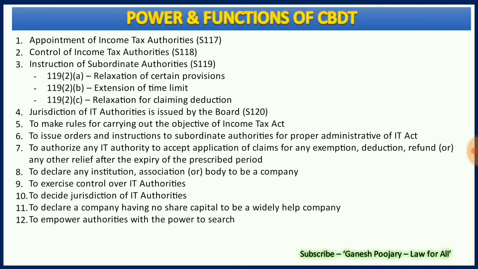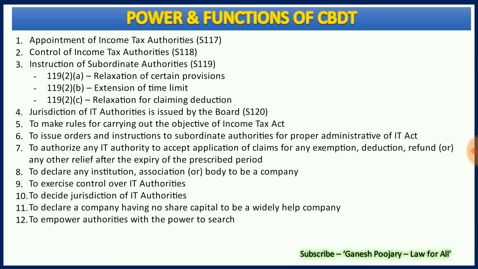Now the first important power under the CBDT is appointment of income tax authorities as per section number 117. Then the control of income tax authorities as per section number 118, and then comes section number 119, which is on instructions to subordinate authorities. It can instruct under 119(2)(a) as relaxation of certain provisions, or it can give instruction on extension of time limit as per 119(2)(b), or relaxation for claiming deduction as per section number 119(2)(c).